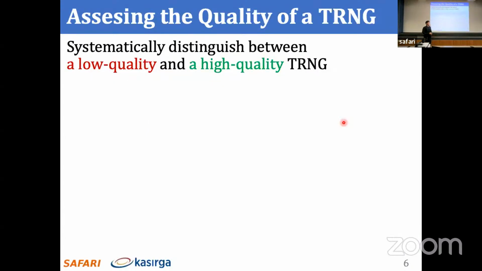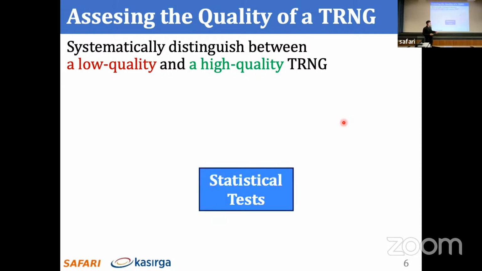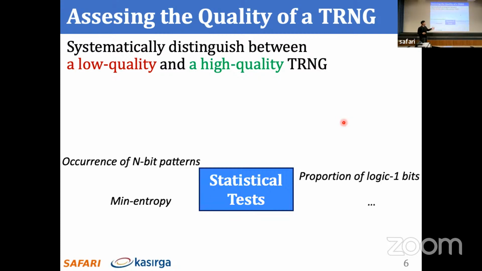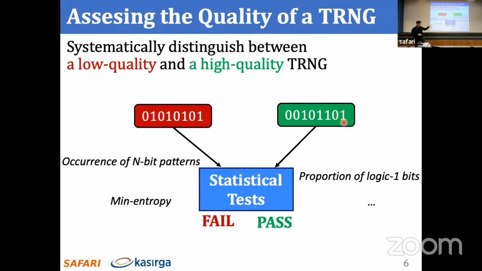One important aspect of true random number generators is their quality. We need to have a way of discerning between low quality and high quality true random number generators. To do that, we use what's called statistical tests. These tests evaluate various statistical properties of the random numbers that our generator generates, such as the proportion of logic 1 bits in the bit stream, for example. Based on how well your generator passes these tests, it will be considered either high quality or low quality.